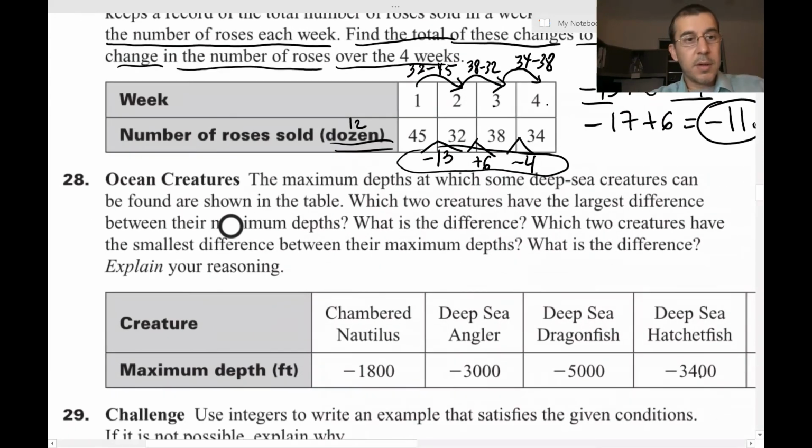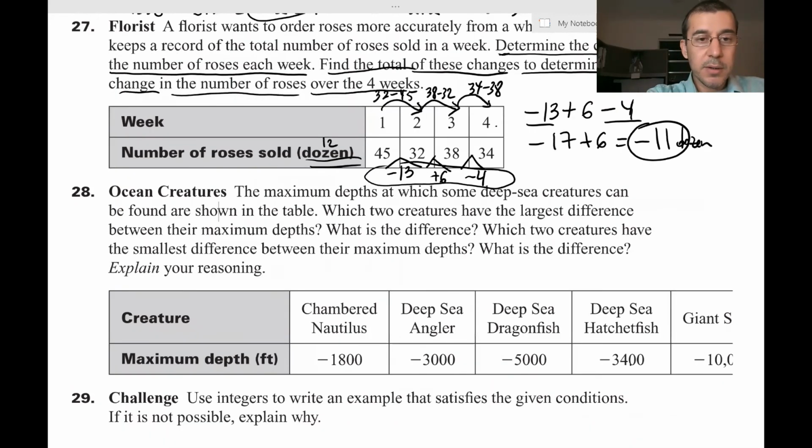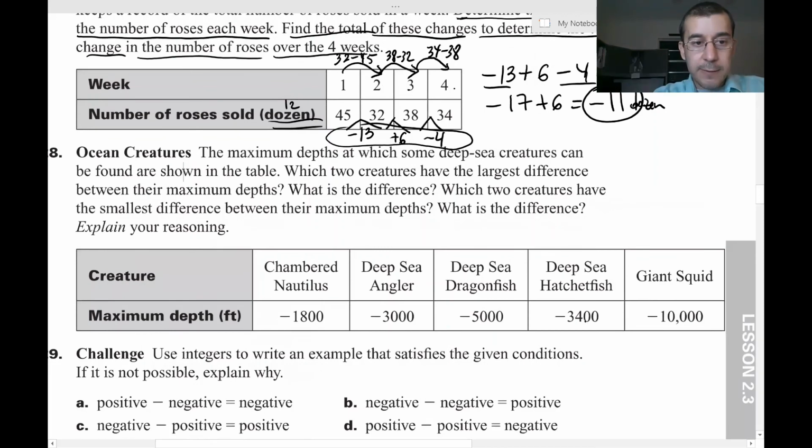Okay. Ocean creatures. The maximum depths at which some deep sea creatures can be found are shown in the table. Which two creatures have the largest difference between their maximum depths? So we have the creatures, we have 1, 2, 3, 4, 5 creatures. We have the maximum depth, and this is in feet. And we have to find the largest difference.